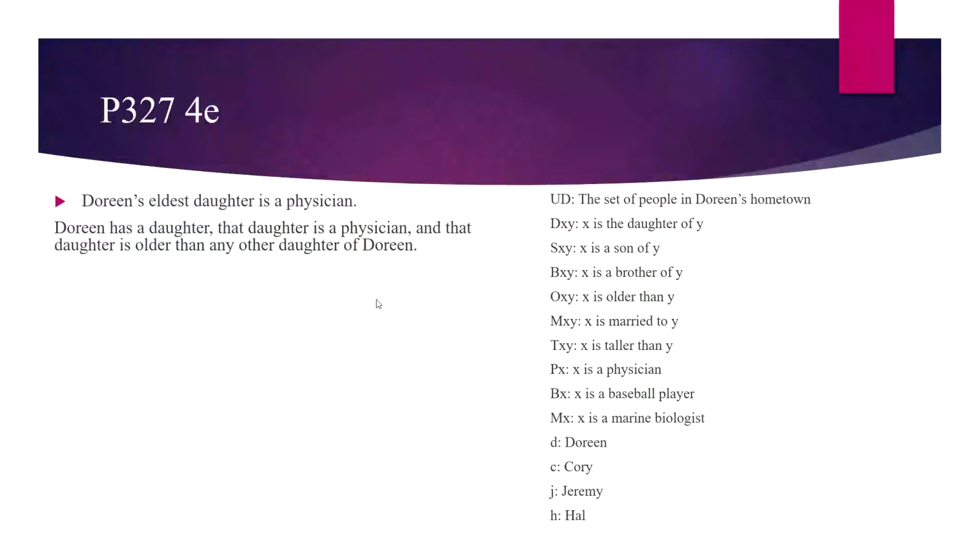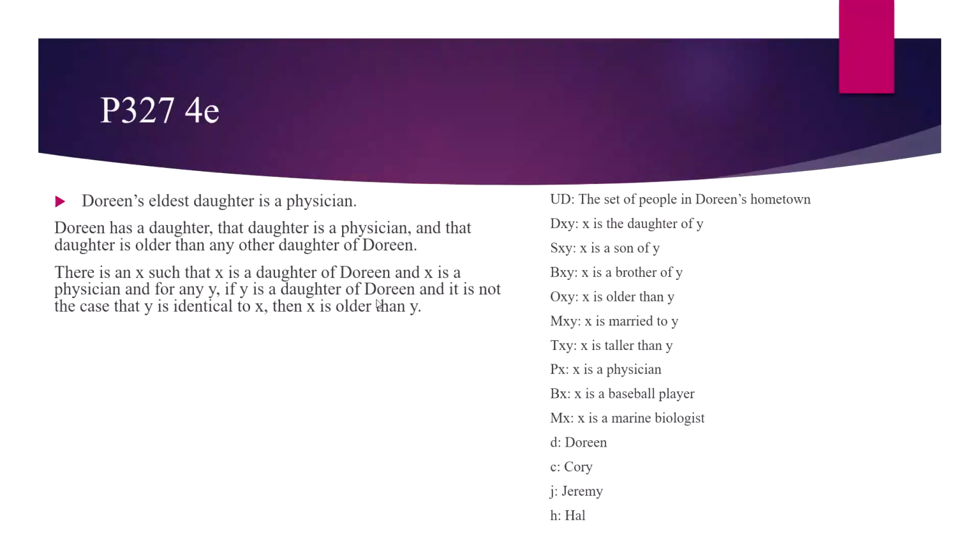But now, because we don't have an individual constant, we need to use an existential quantifier, right? So instead of saying Jeremy is the son of Corey, we need to say there exists an x such that x is the daughter of Doreen and x is a physician. And then we have this clause, just like we did on the last one: for any y, if y is a daughter of Doreen and it's not the case that y is identical to x, then x is older than y. So again, that's similar to the last problem, but we don't have an individual constant here, so we need to use an existential quantifier and that x variable.